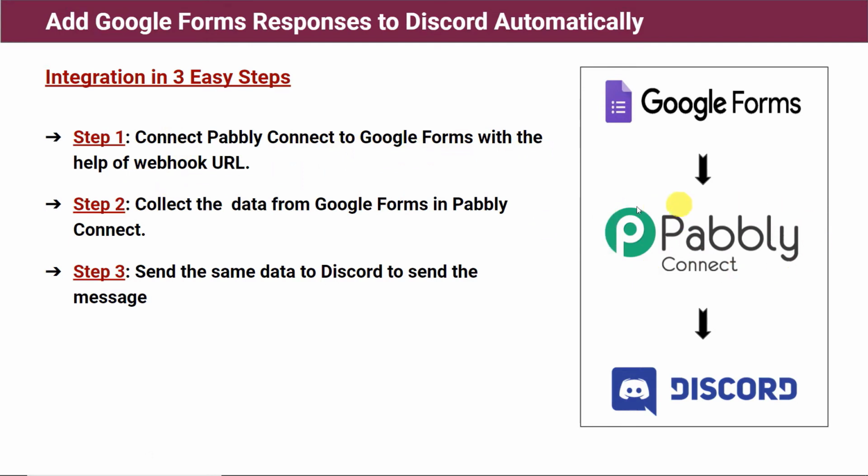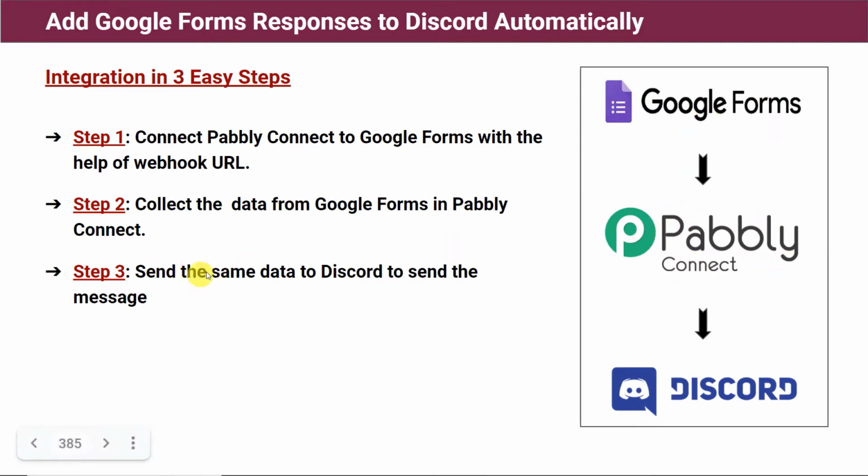Simply put, you are going to copy the webhook URL from Pabbly Connect and paste it into Google Forms. Now in the second step, you are going to collect the data from Google Forms in Pabbly Connect. Simply put, you are going to make a submission in Google Forms. The data of that submission will be collected in Pabbly Connect.